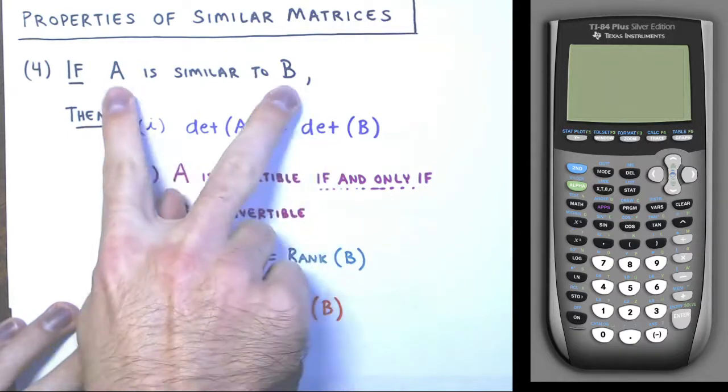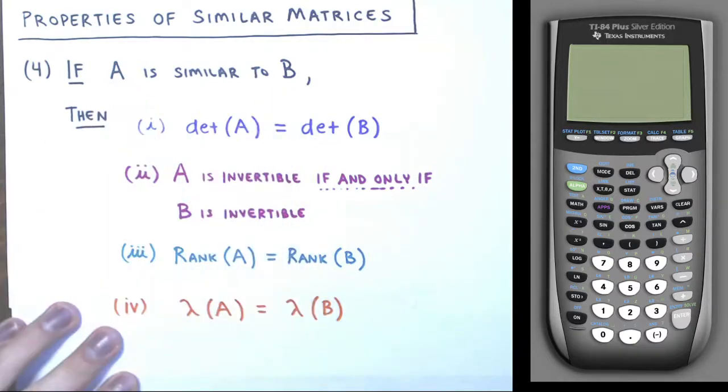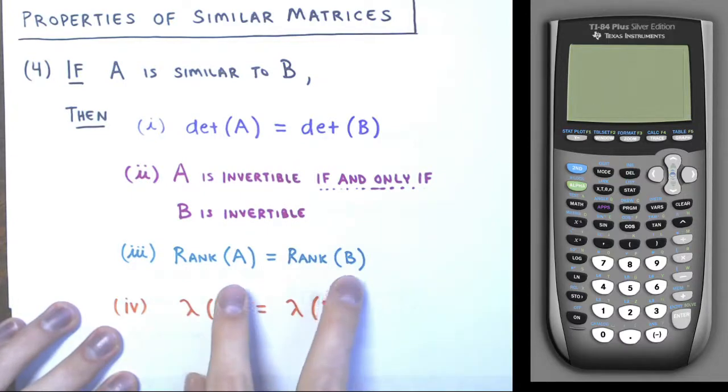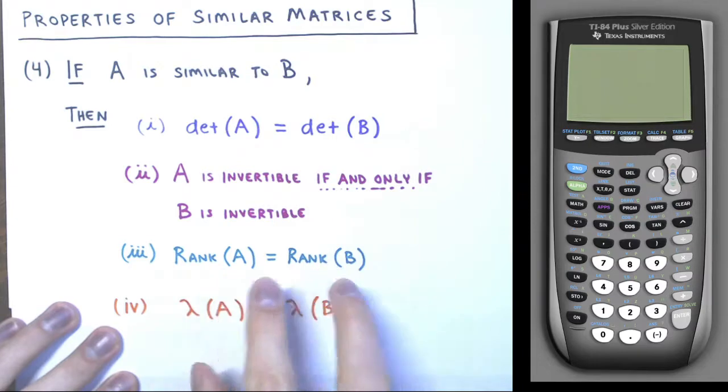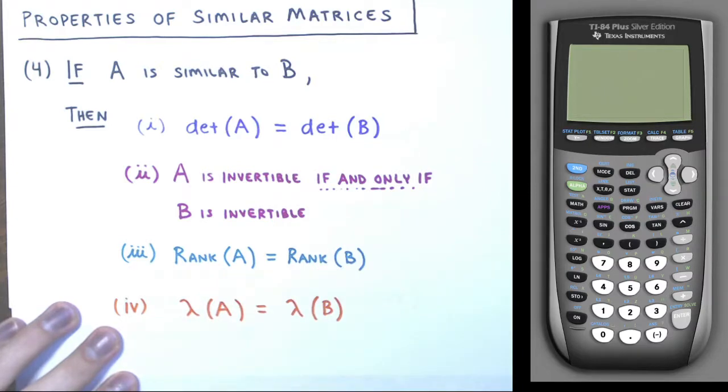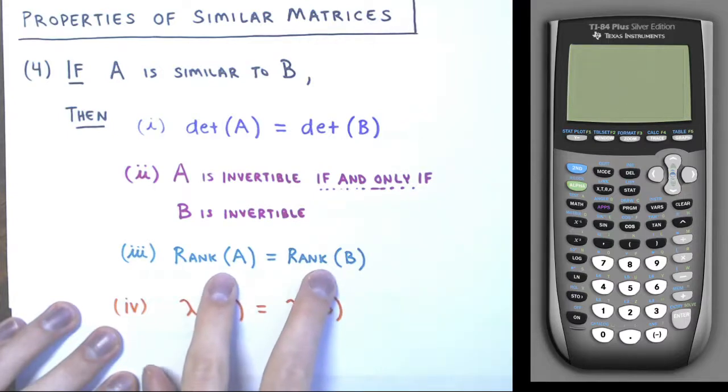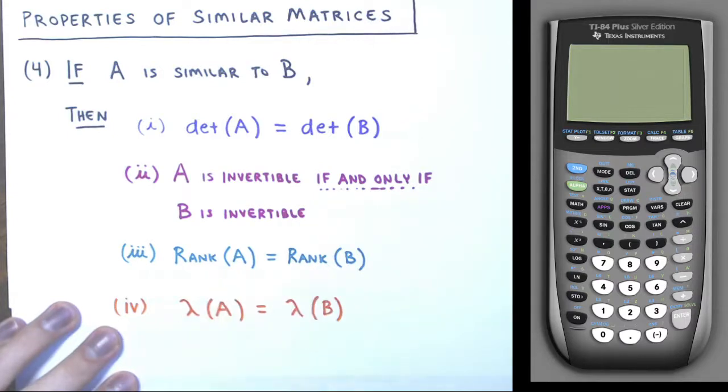Also, since they're similar, they have the same size, they're both square, that means they have the same number of columns. You could also state then that A and B would have the same nullity, if they have the same rank. And remember, the nullity of a matrix was the dimension of the null space of that matrix. But I've only written the rank here. All right. And then finally, the last of the properties I'm mentioning here today.